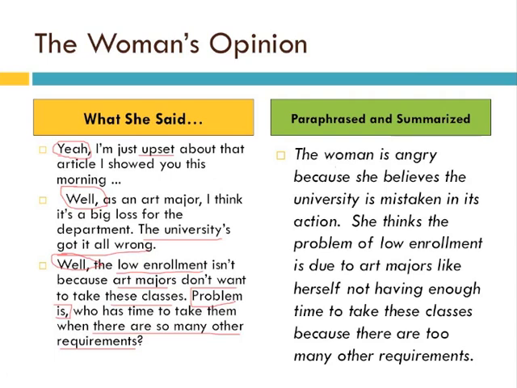The woman is angry because she believes the university is mistaken in its action. She thinks the problem of low enrollment is due to art majors like herself not having enough time to take these classes because there are too many other requirements. So again, notice what I did is reduce the number of words while still incorporating all of the main details that she talks about. And again, I think you'll have plenty of time to speak about that.